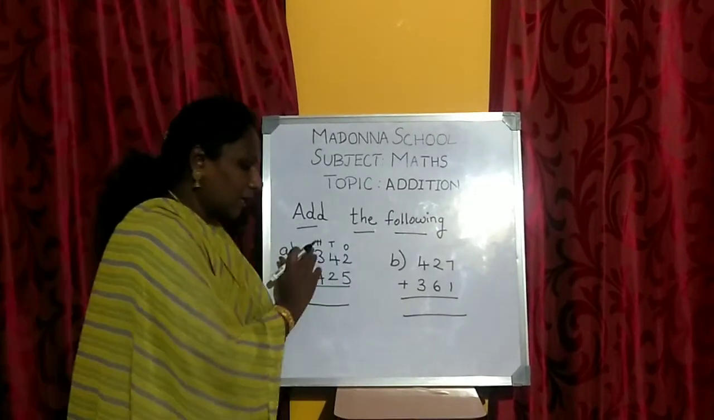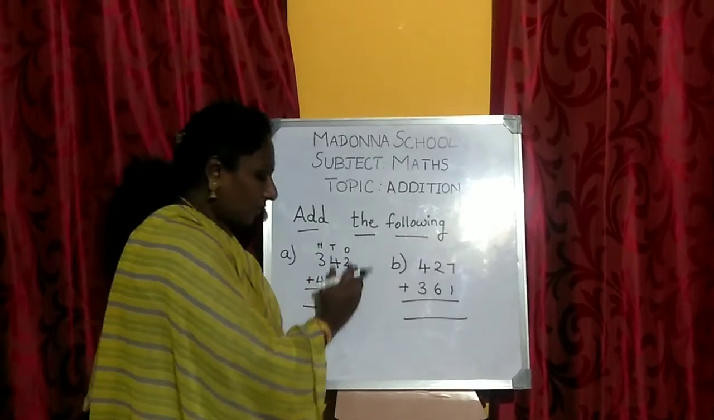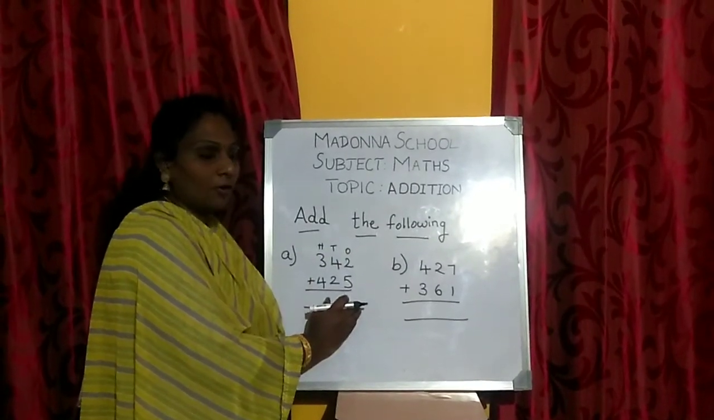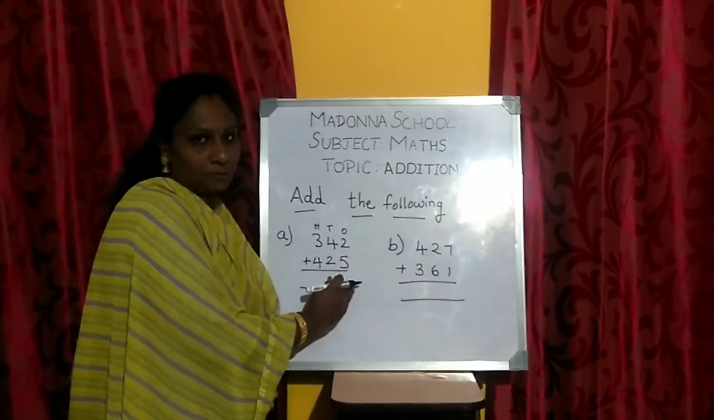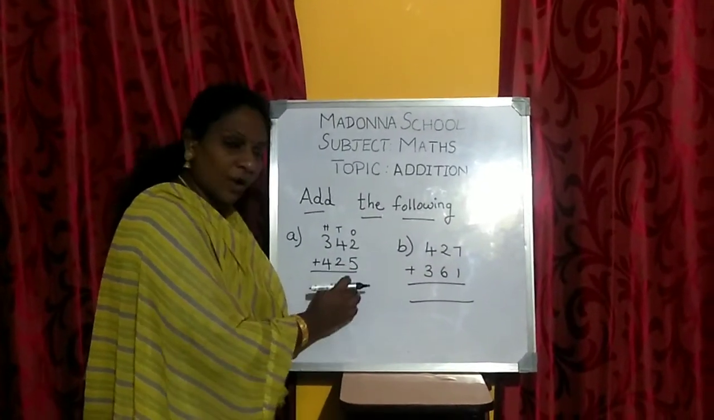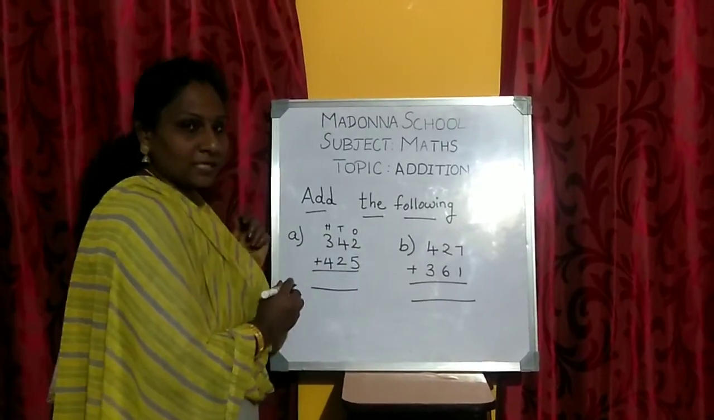Why am I writing the place values? It will be clear for you all. So always when you add, what should we do, children? Always we should start from your right hand side, that is from the ones place. The numbers in the ones place you have to add first. So what is the number in the ones place?